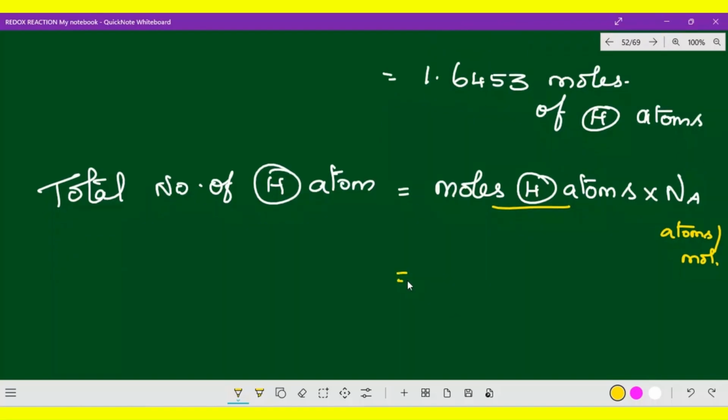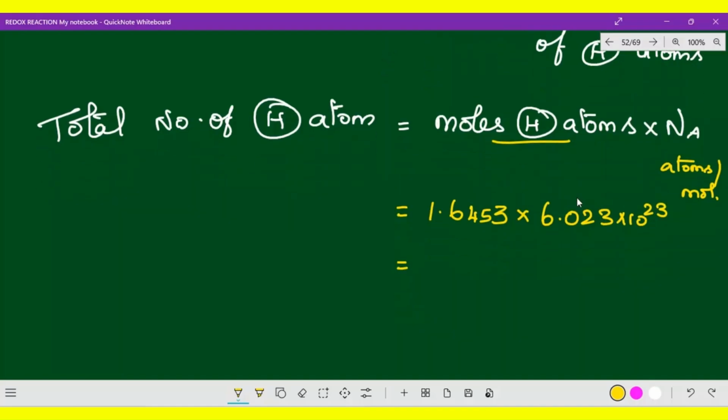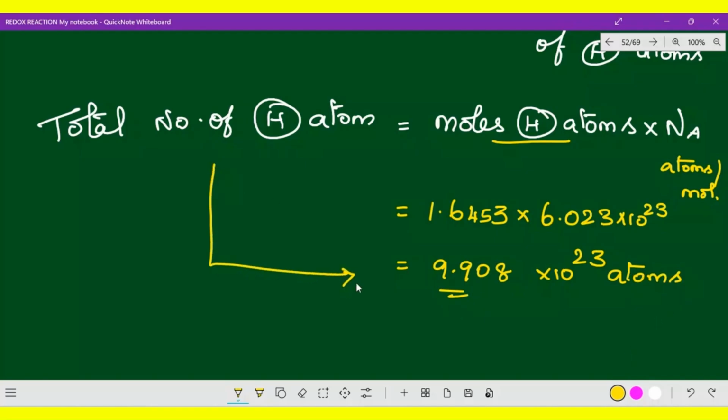When you calculate these, what is the value? Moles of hydrogen atoms, 1.6453 into the Avogadro number, 6.023 into 10 to the power of 23 atoms per mole. The mole and mole will be cancelled. Then 9.908 into 10 to the power of 23 atoms. So this is the answer. The total number of hydrogen atoms is always the number of moles into the Avogadro number. I hope you got the clarity. So 9.908 into 10 to the power of 23 is the answer.